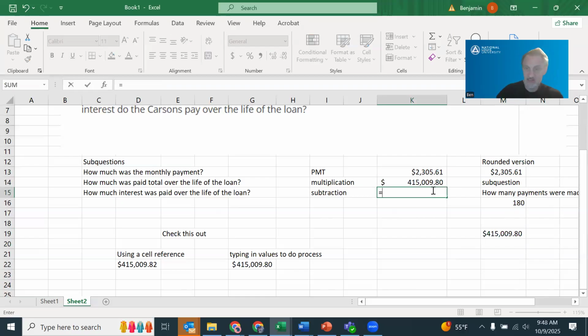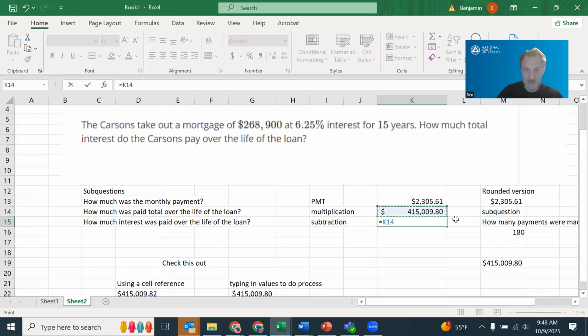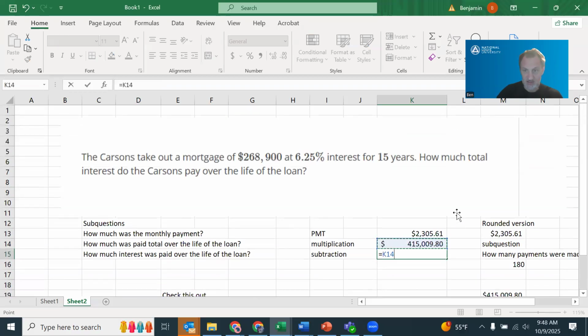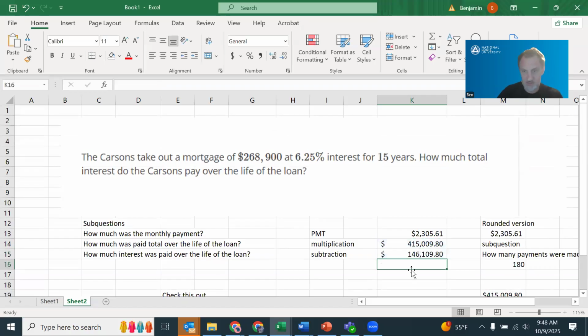Now I'm ready to subtract. I got the 415,009.80, and I'm subtracting the 268,900, and so the interest is $146,000. And by the way, this is legit. When you borrow a lot of money, you pay a lot of interest unless you get that thing paid off quickly or you have a very low interest rate. And so this is a part of home ownership that is just a reality, that you're going to pay a lot of interest to the bank.